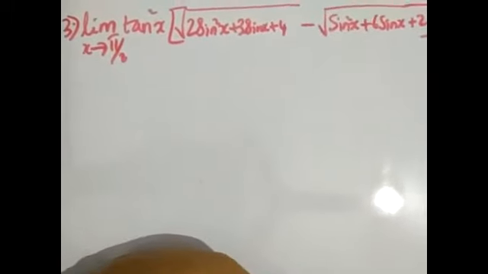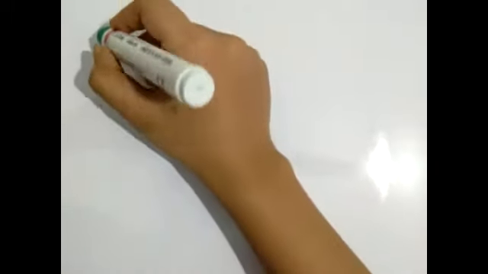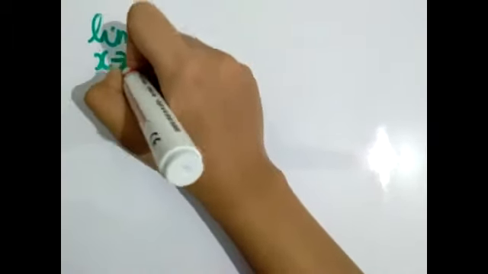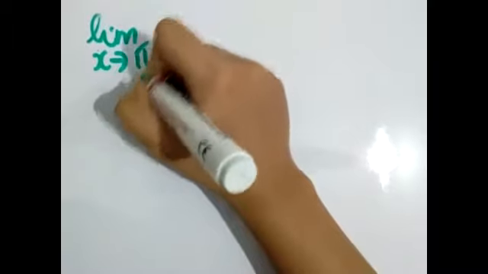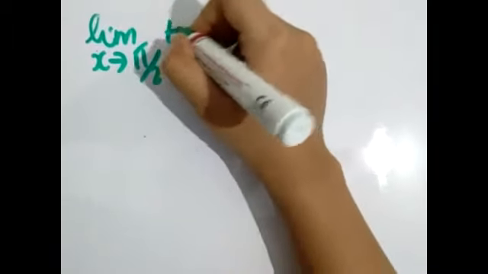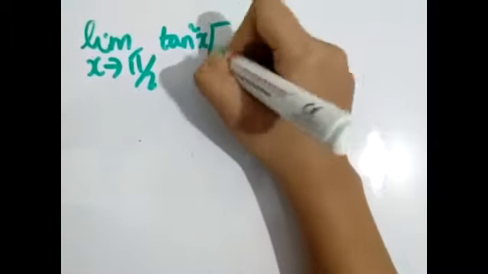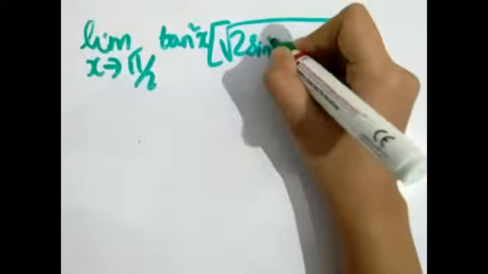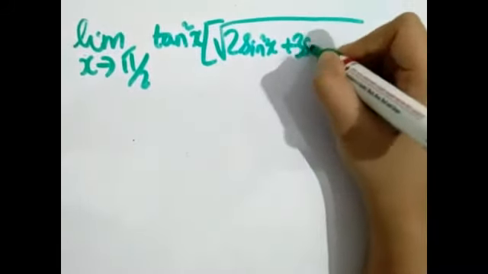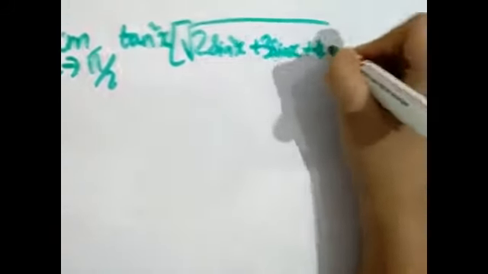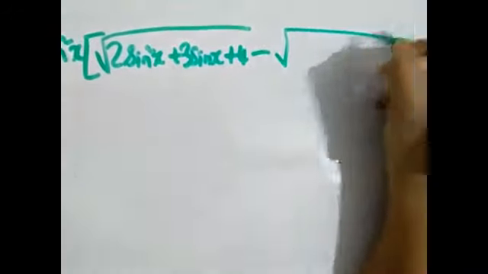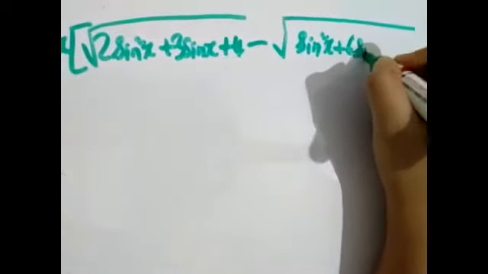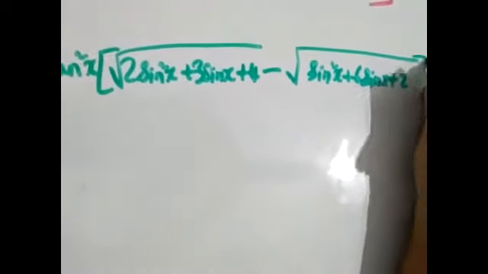Here we have the third question. I'll rewrite the question here once more for my and your comfort. So limit x tends to pi by 2 of tan square x multiplied by root of 2 sine square x plus 3 sine x plus 4 minus root of sine square x plus 6 sine x plus 2.